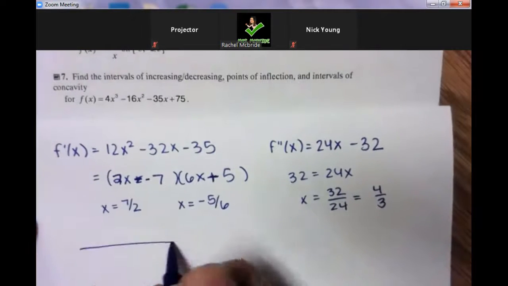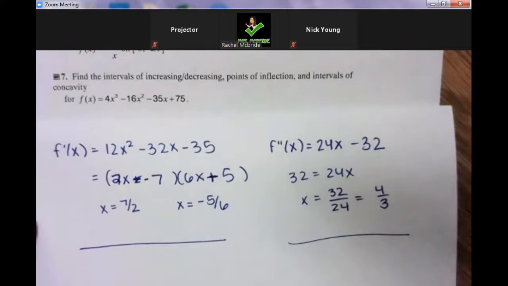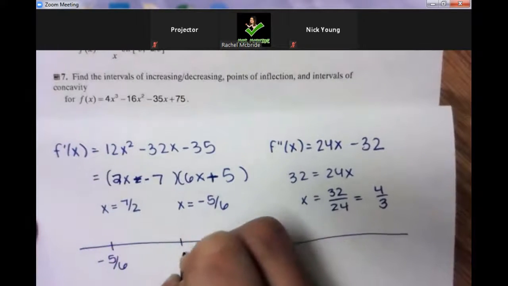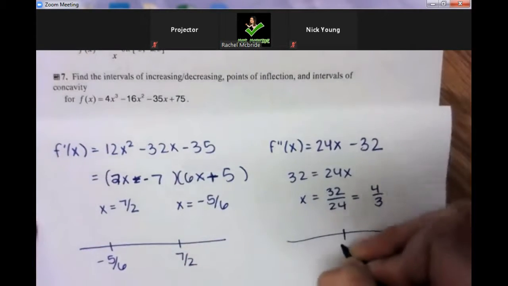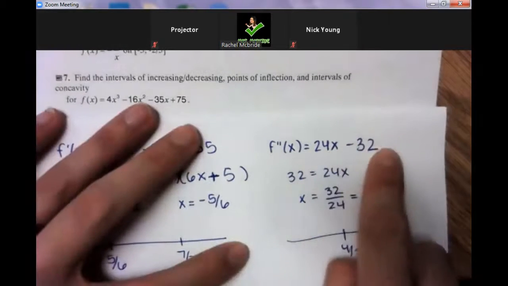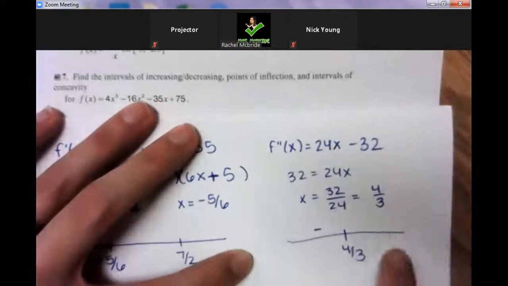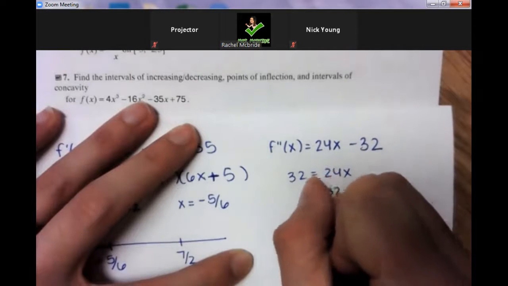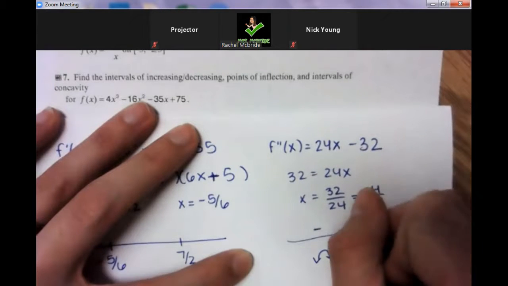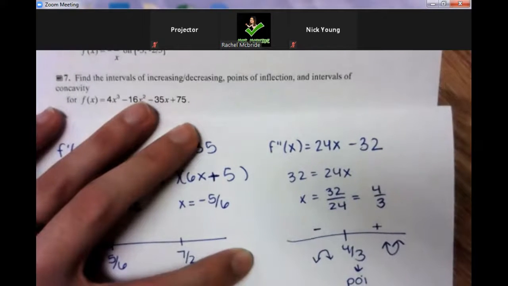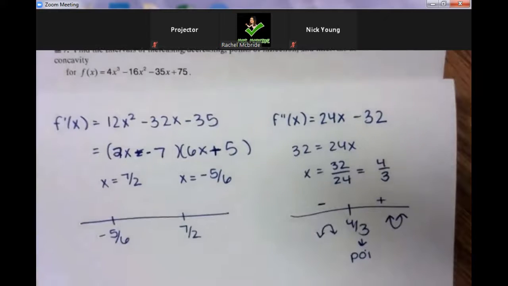In order to find increase and decrease, as well as concave up, concave down, and points of inflection, you would have to find the sign of what's happening around them. So here, pretty easy, plug in 0, you get a negative, plug in 5, 10, etc., you get a positive. So concave down, concave up, and that makes 4/3 a POI.